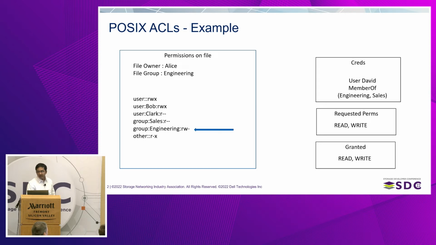So David is granted read, write because we check every group and try to find the one that grants all the bits. So that's the difference in behavior.